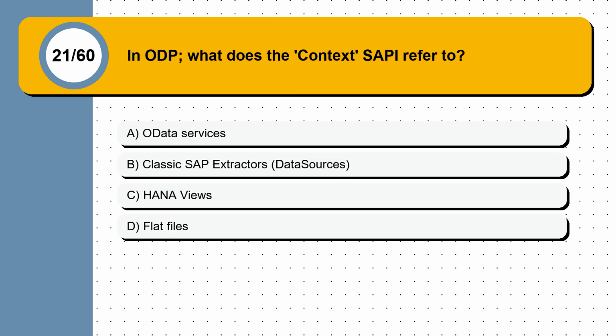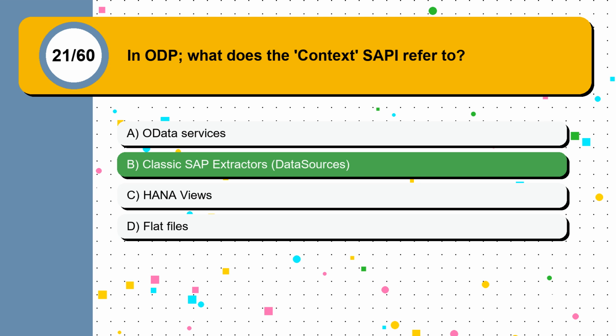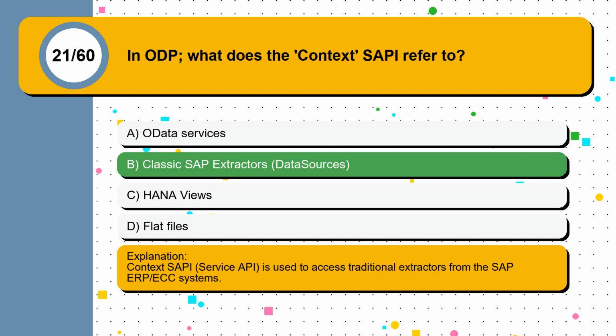Question 21. In ODP, what does the context SAPI refer to? Option A. OData services. Option B. Classic SAP extractors, data sources. Option C. HANA views. Option D. Flat files. The correct answer is option B. Classic SAP extractors, data sources. Context SAPI, Service API, is used to access traditional extractors from the SAP ERP/ECC systems.